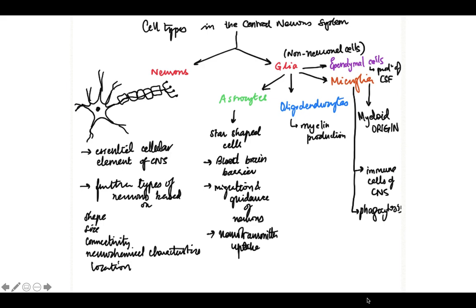In the peripheral nervous system, as I mentioned before, we do have neurons, but the glia types differ there. So that I'll be covering in another video.